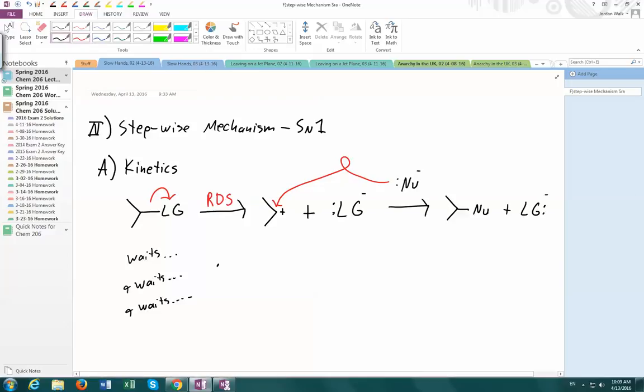And so what we can say is only, or actually I'll ask you, in an SN2 reaction, what was involved in the rate determining step? What molecules?